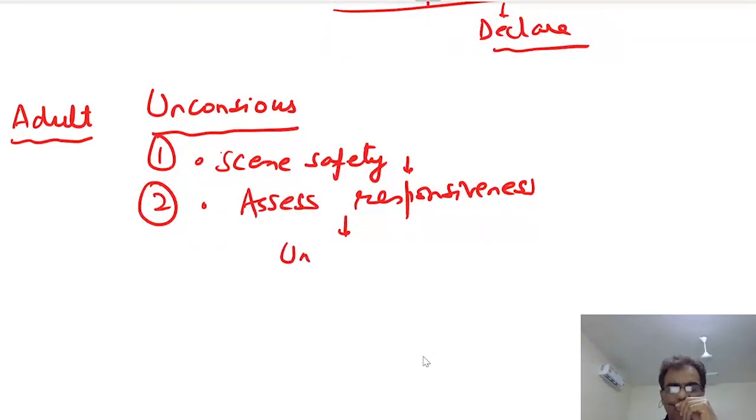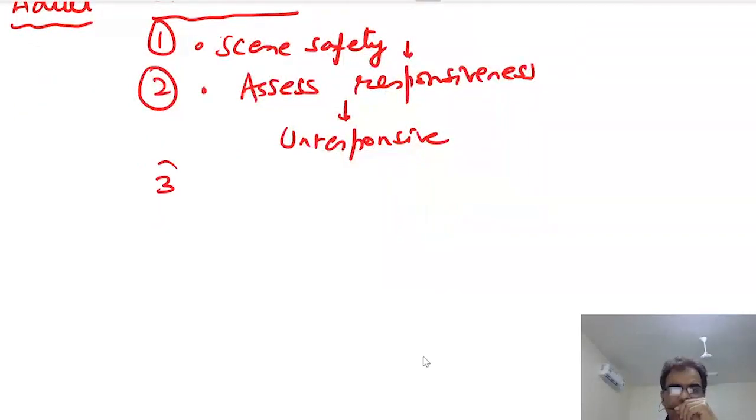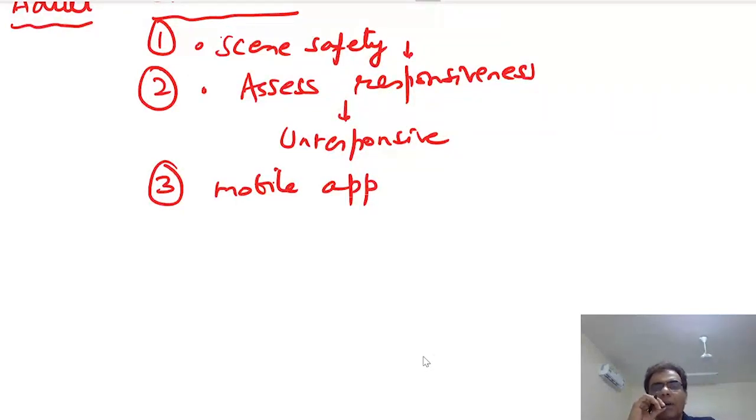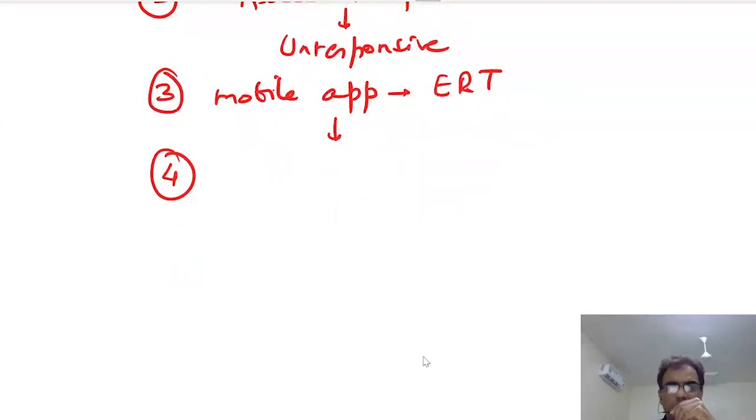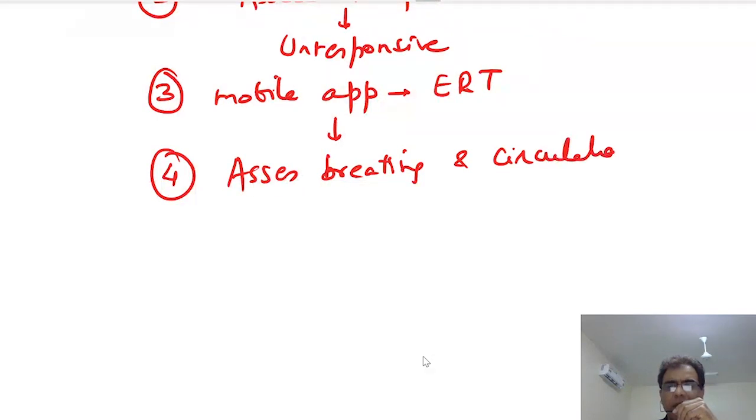Then if the person is unresponsive, they say if you have a mobile app, which is there in the West, just by pressing that app you can call for the emergency response team, but that is not there in India. If that is not there, then what you have to do is assess breathing and circulation simultaneously. How do you assess breathing? Just by scanning for chest movements, and circulation obviously by palpating the carotids.